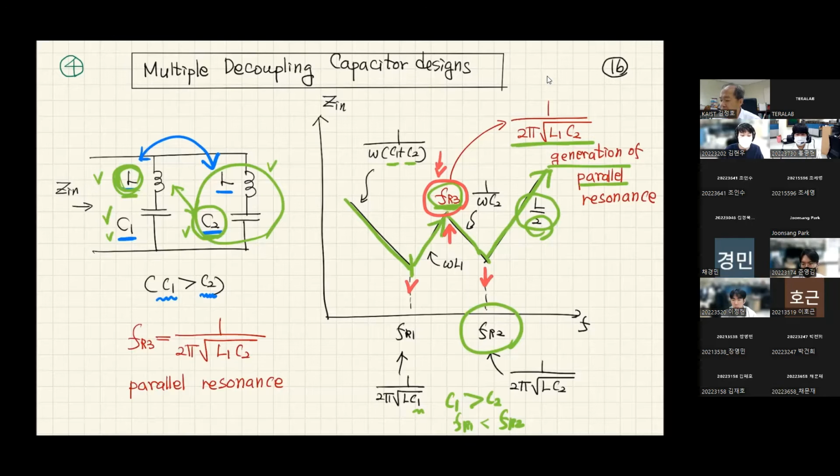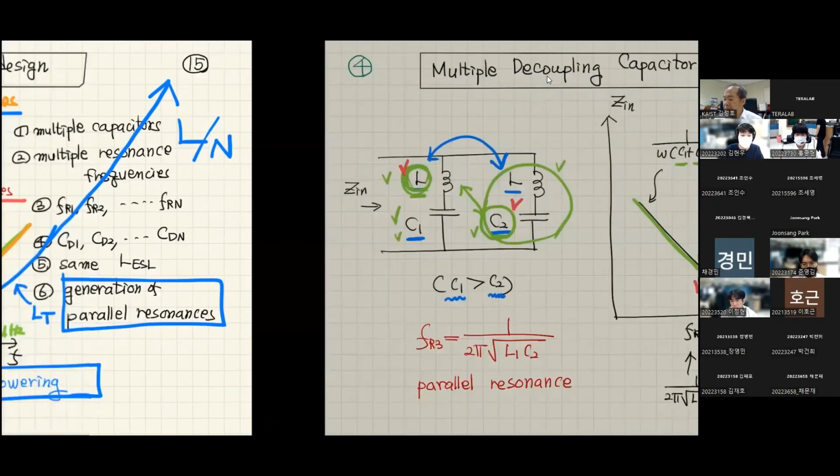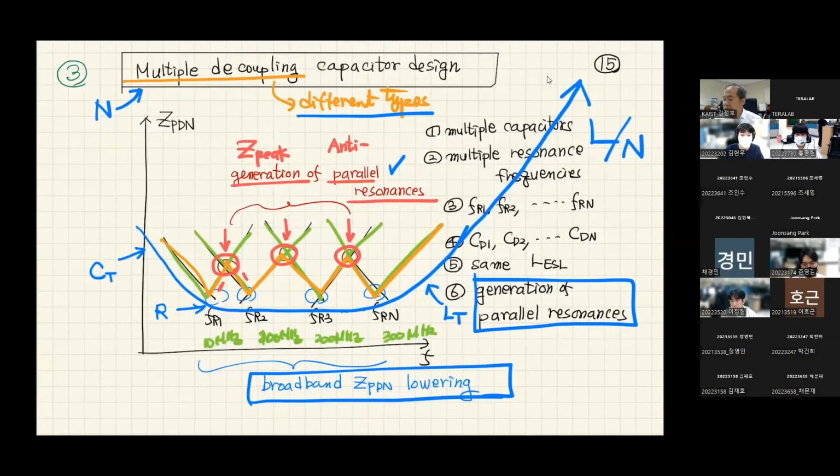And in this circuit diagram, I'm explaining that by considering the inductance of parallel connection with the adjacent decoupling capacitors. So if we put many decoupling capacitors of different types, we're gonna have many parallel resonance frequencies.